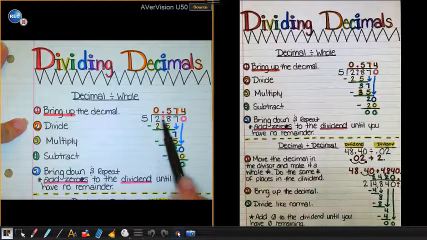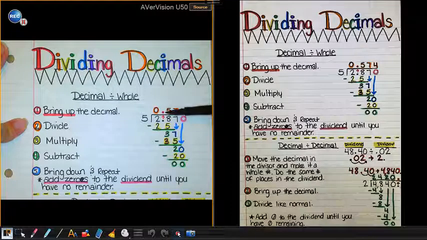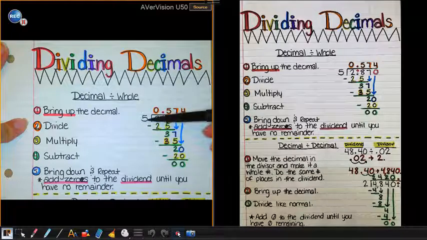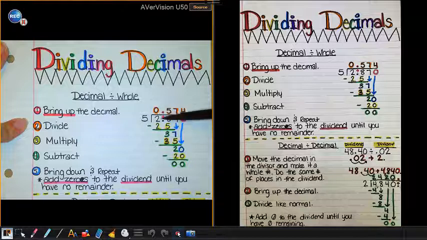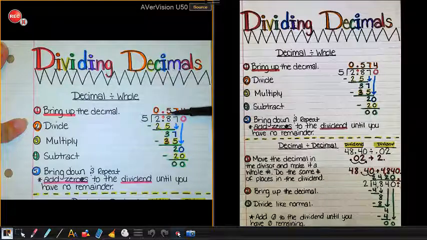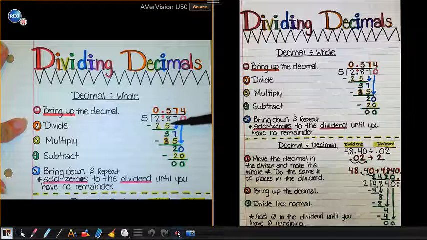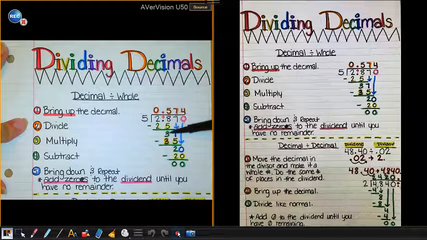So the first step I did was bring up my decimal, and then I went ahead and divided. I know that 5 can't go into 2, meaning I can't make a group of 5 out of 2 pieces, so that's 0. Next, I'm going to look at how many times 5 can go into 28. That would be 5 times. So I can multiply 5 times 5, which gives me 25. Now I'm going to subtract, and that leaves me with 3.